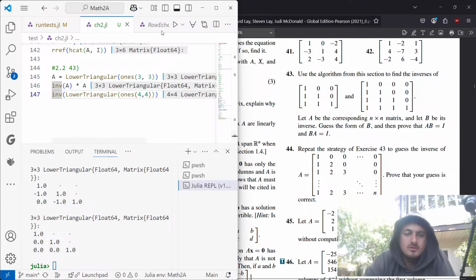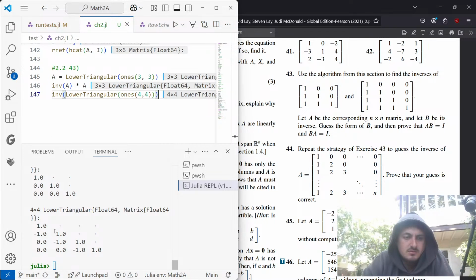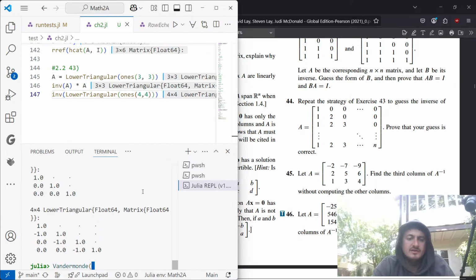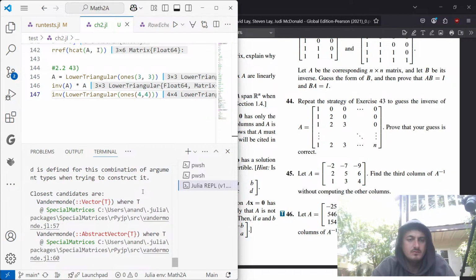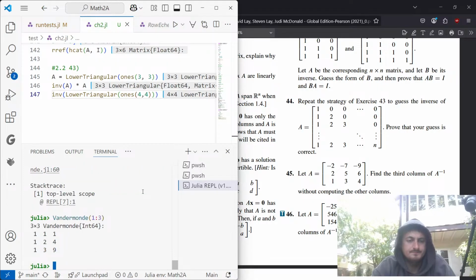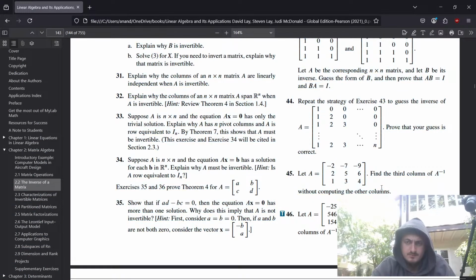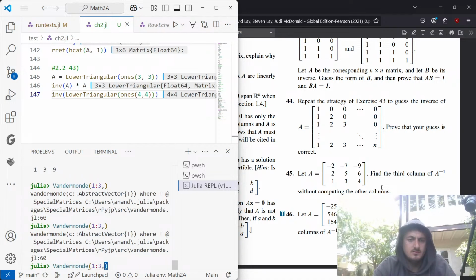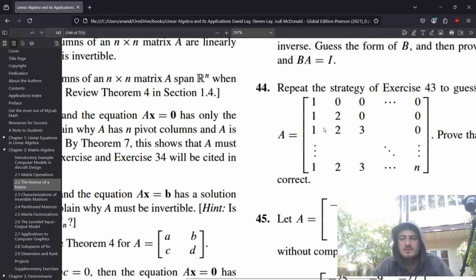Wait, what about the 4 by 4? What did the 4 by 4 look like? Okay, it's still. Is that right? Okay. Is this that Vandermonde? No, I think this is like. Wait. No, this is not, because this squares it. But I think there's got to be a special name for this.